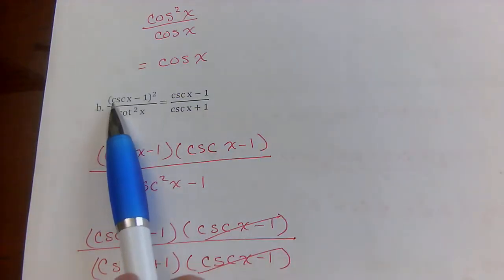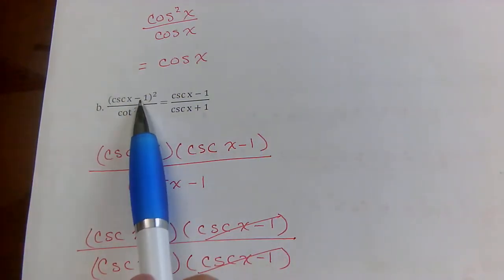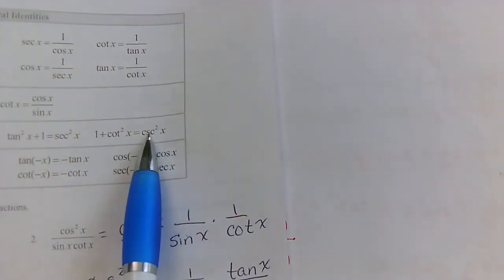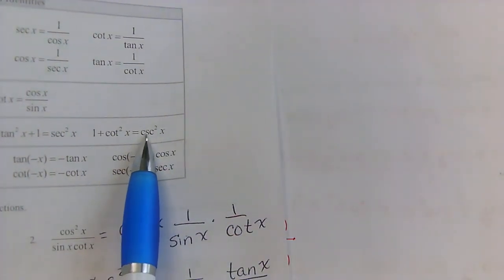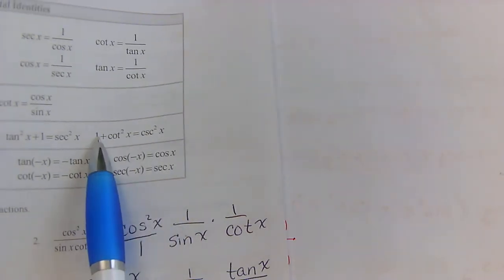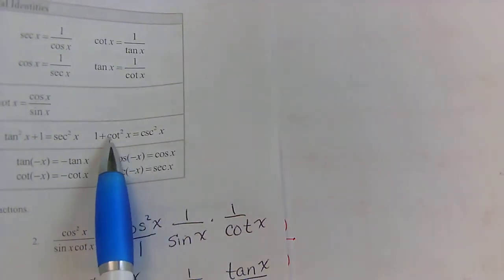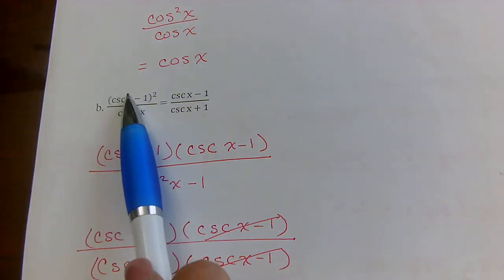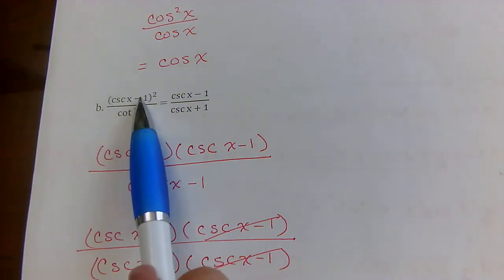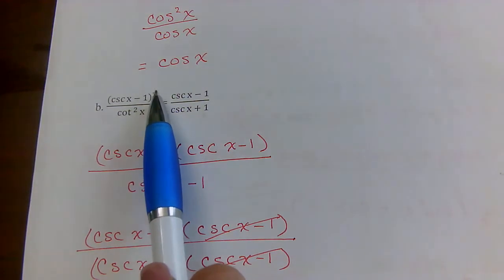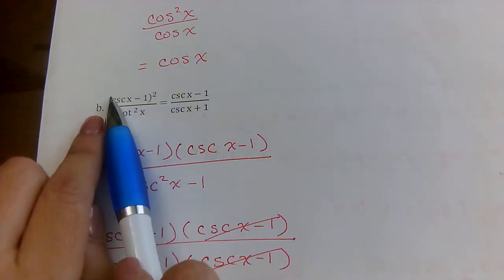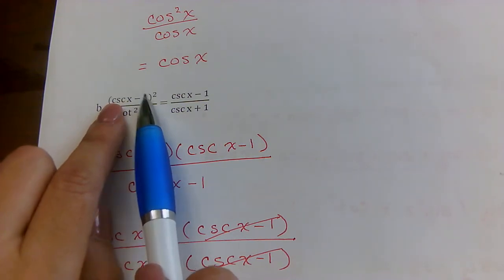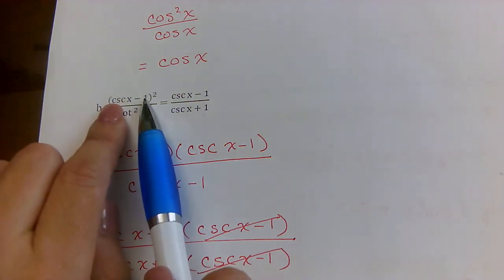For part B, this is not the same thing as the Pythagorean identity. I need you to make sure that you don't get those two confused. Notice here it says cosecant squared, and if I subtract 1, that would be equal to cotangent squared. But this says cosecant not squared. It's to the first power, minus 1. This square is on the outside. You're taking this entire part and multiplying it by itself. It's not the same thing as the Pythagorean identity.